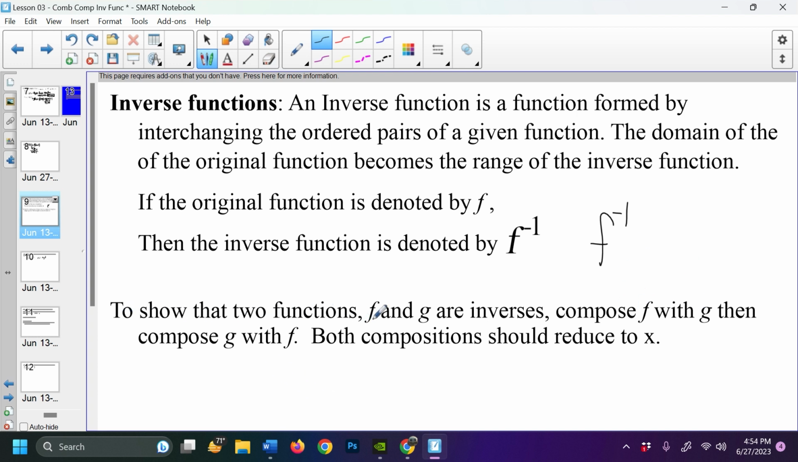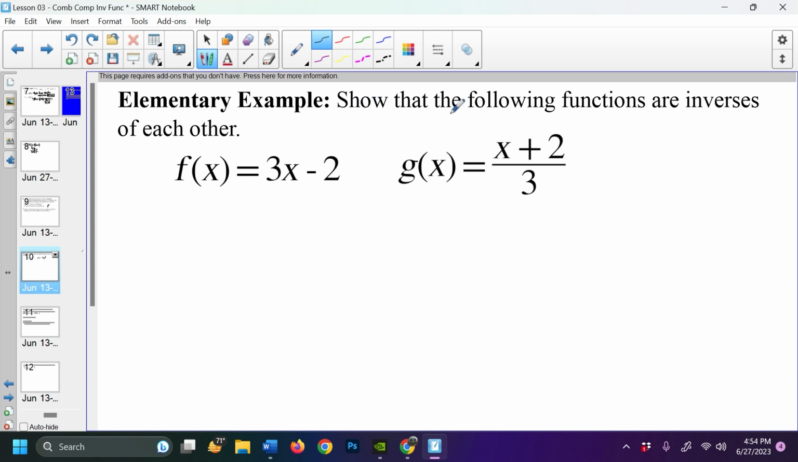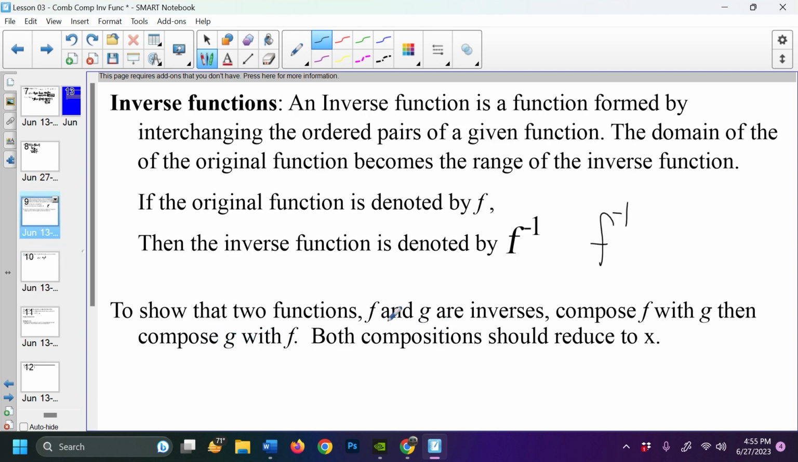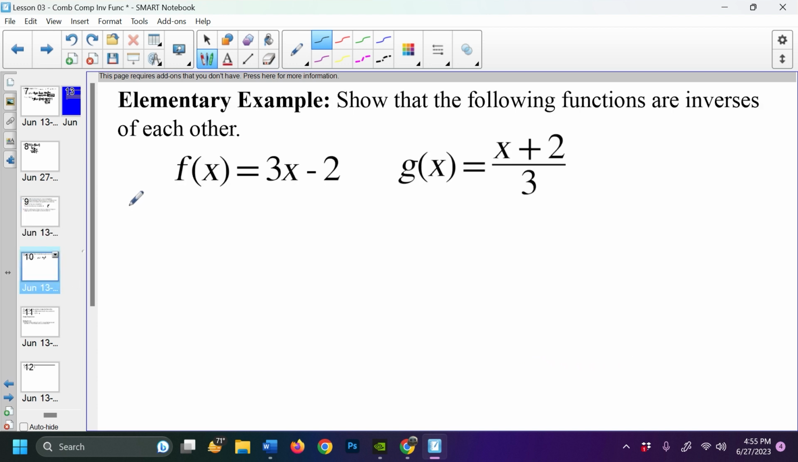To show that two functions f and g are inverses, compose f with g, then compose g with f. Both of those compositions should reduce down to x, and I'll show an example of that here in a moment. An elementary example, show that the following functions are inverses of each other. We have f of x is 3x minus 2, and g of x is x plus 2 divided by 3. To show that they are inverses, we have to compose f with g and g with f, and they both must reduce down to x. So let's do that.